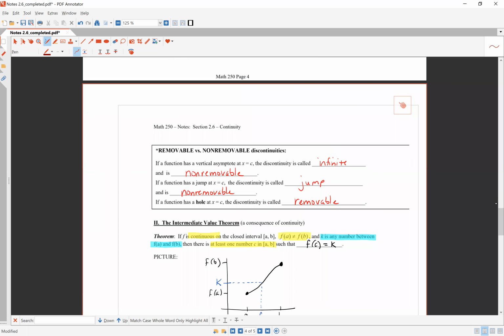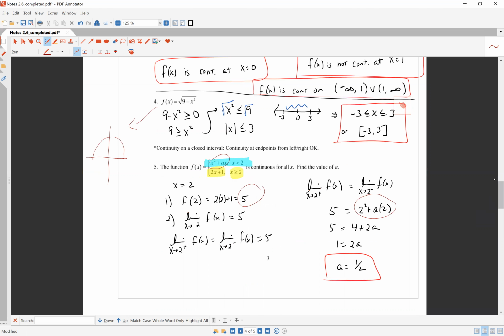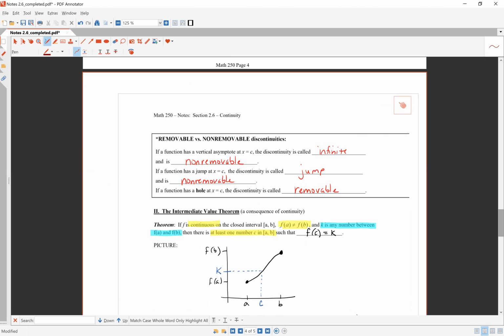And then we have these terms removable, non-removable. I'm not suggesting you memorize this. A lot of times we learn it and then forget if you don't use it a lot. But there are 3 kinds of discontinuities. If you're approaching a vertical asymptote, the discontinuity is infinite, and it's non-removable, meaning we can't give a new value to that function at the discontinuity and make it continuous. And then you have a jump discontinuity. A jump discontinuity is non-removable, and when there's a hole, it's removable.